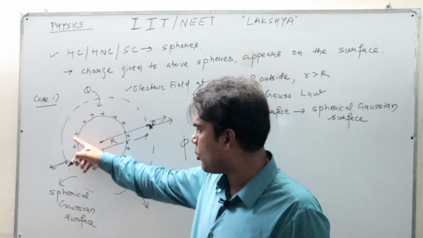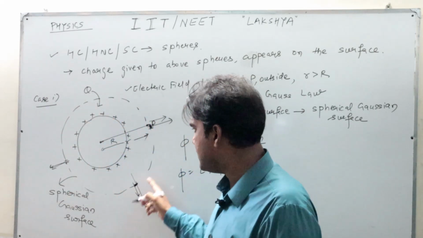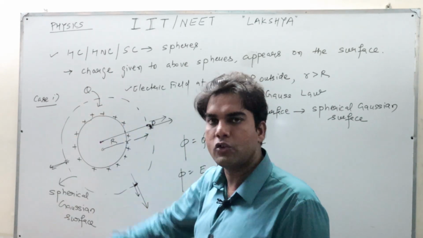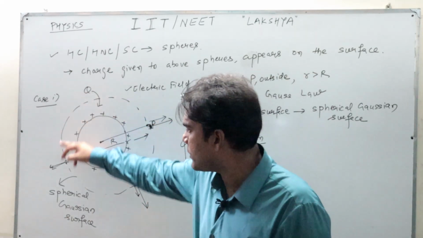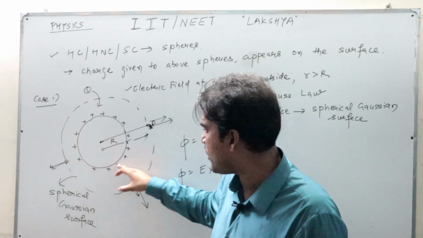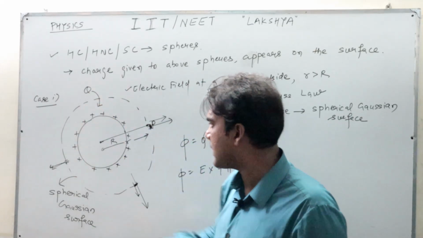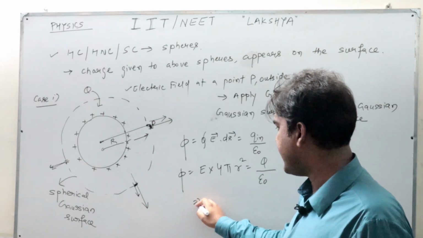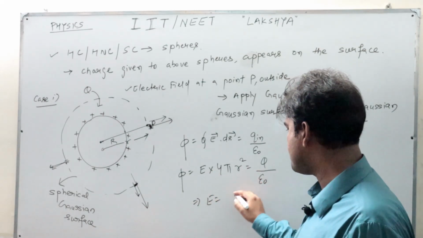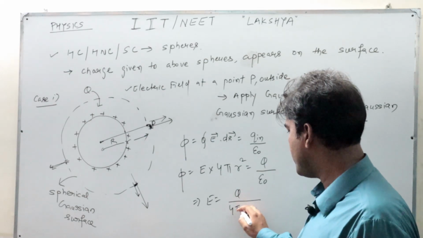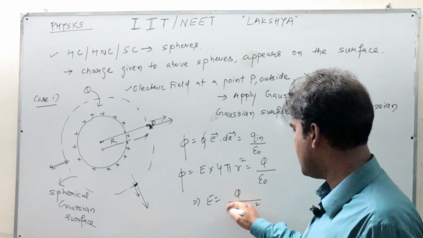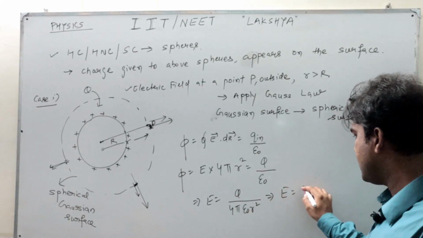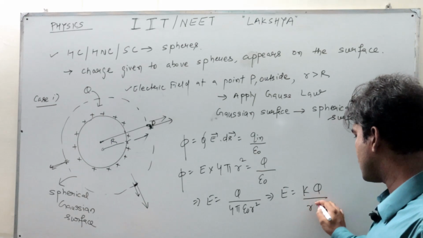What is the charge enclosed in this Gaussian surface? The charge enclosed is this capital Q only. Yes or no? The total charge is the sum of all the small charges, which is basically your capital Q. So capital Q by epsilon naught. From here I can say E is equal to Q by 4 pi epsilon naught r square. But what is 1 by 4 pi epsilon naught? It is k, so E is kq by r square.